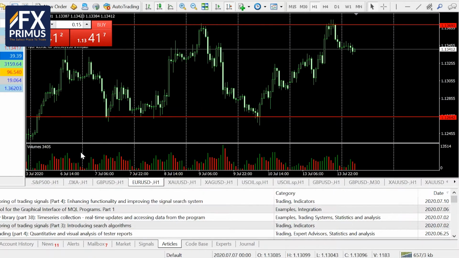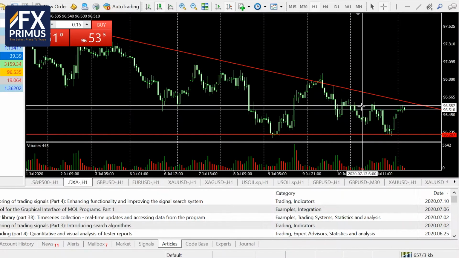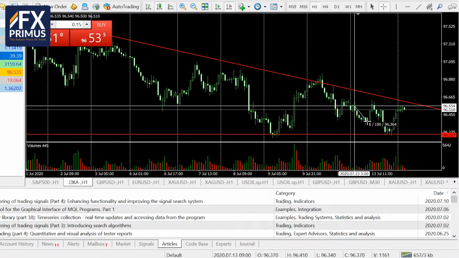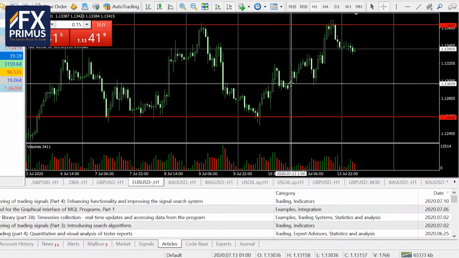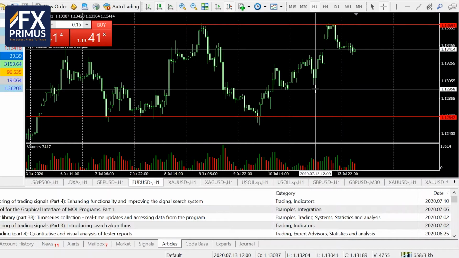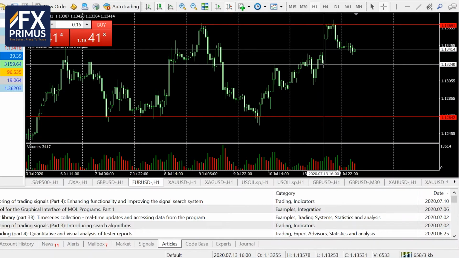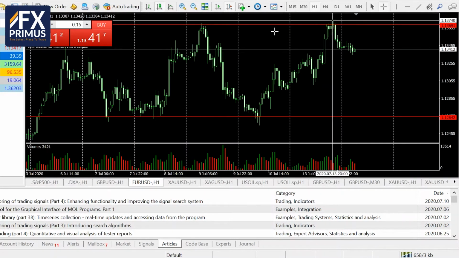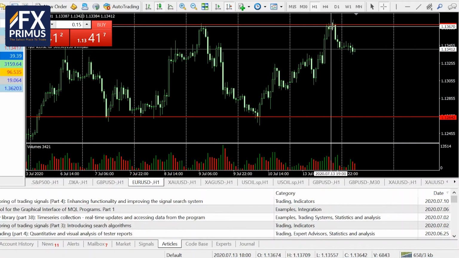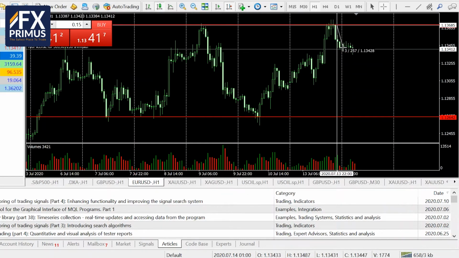The euro dollar, similarly, as the US dollar was weakening in the Asian trading session yesterday, we do see the euro dollar strengthening. It strengthened about 34 pips, and then it came back down, and only towards the US trading session, it moved back up another 51 pips. As it moved up, it was also testing the next resistance at 1.1369, and after testing the resistance for a couple of hours, the euro dollar weakened back again.